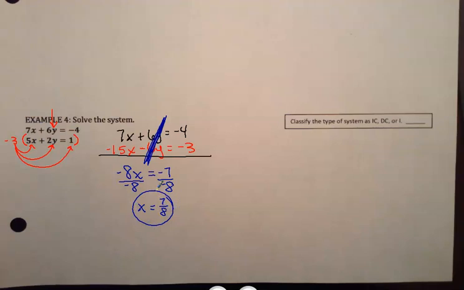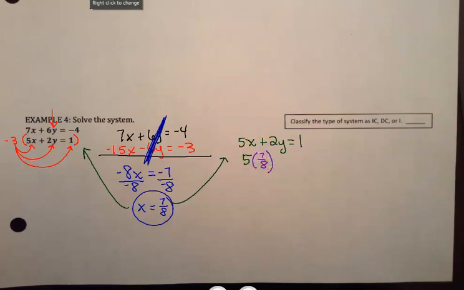Now that I have my x value, what do I do? Good, I substitute it into one of the equations. Doesn't matter in the least. So let's take the 5x plus 2y equals 1. All right, I'm going to plug my x value into that equation. So I'm going to have 5 times 7/8 plus 2y equals 1.